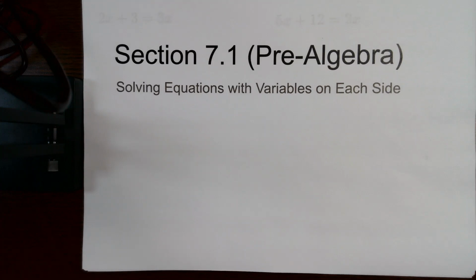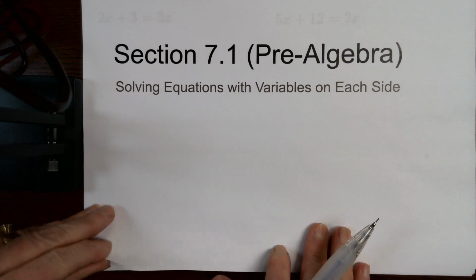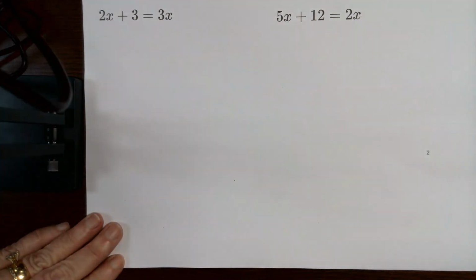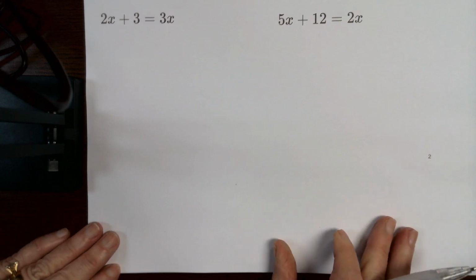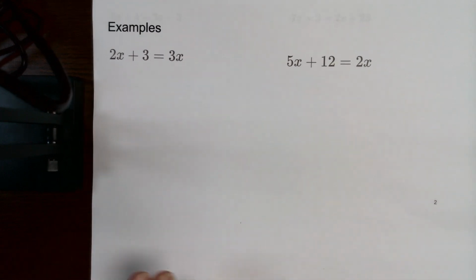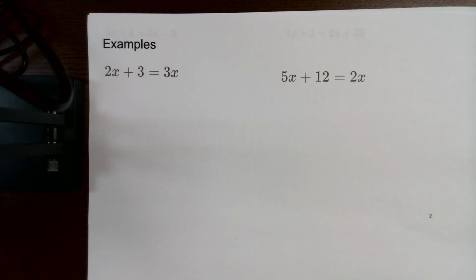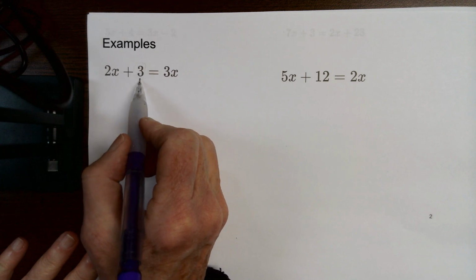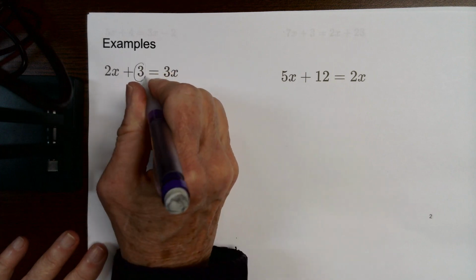Section 7.1 concerns solving equations with variables on both sides of the equation. We're just going to work through several examples of these so that you can see it's the same technique, but you're actually trying to put the variables together on the left-hand side. So we see this, and we're going to move that over first.